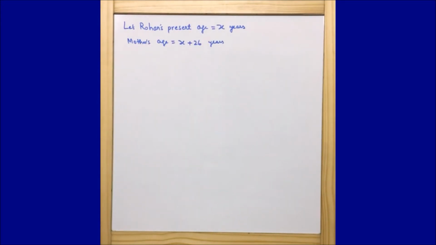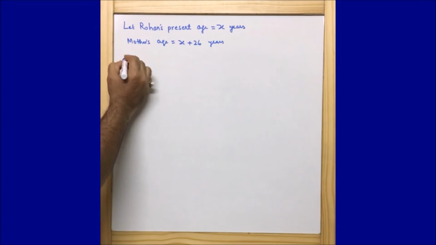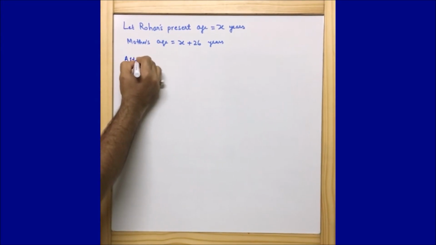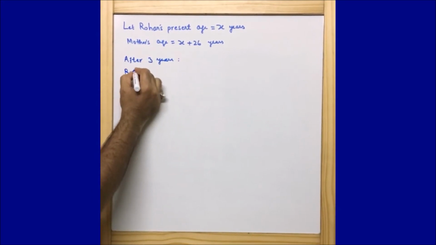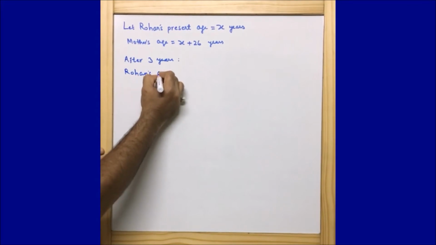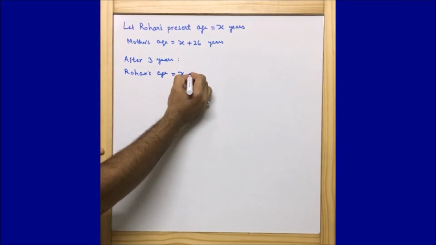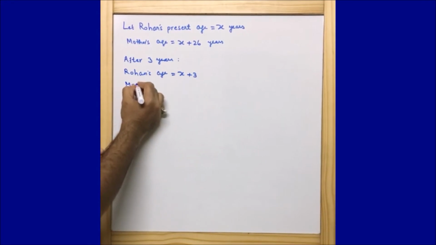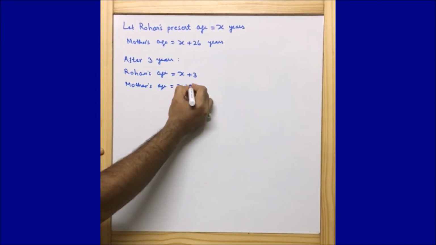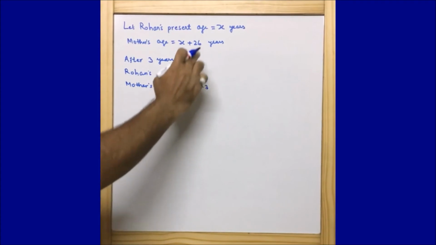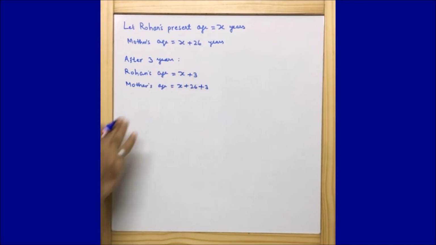Now, after 3 years, because as per the question, the product of their ages 3 years from now. So that means after 3 years, let's see what is going to be their ages. After 3 years, Rohan's age will be x plus 3, mother's age is equal to x plus 26 plus 3, because we considered mother's age as x plus 26, so x plus 26 plus 3 after 3 years. Now as per the question, the product of their ages 3 years from now is 360.